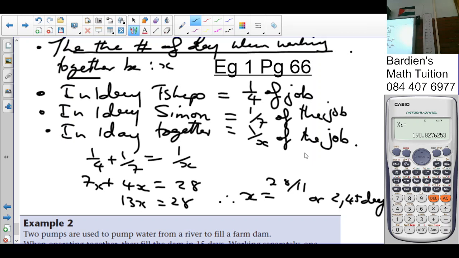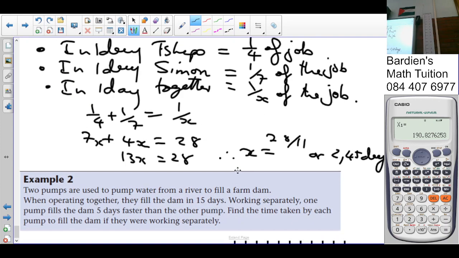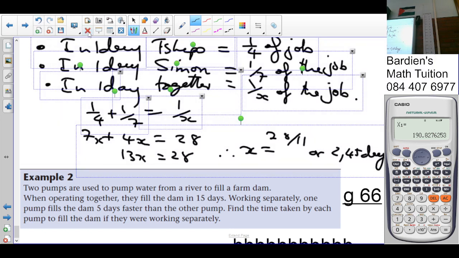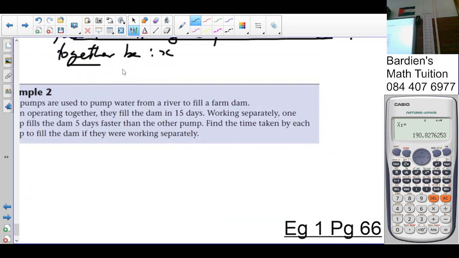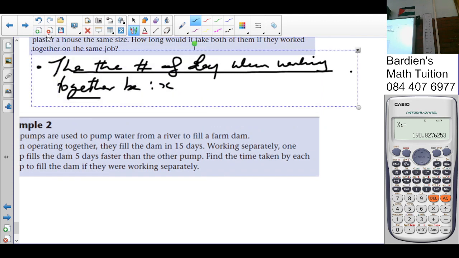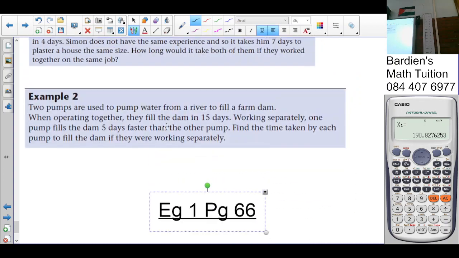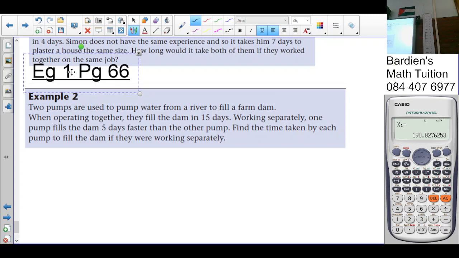Okay. You okay with that? Let's see if this thing is recording here. Alright. And the last one, just do number 2 quickly. Let's take this off. This is example 2 on page 66. It's very similar.